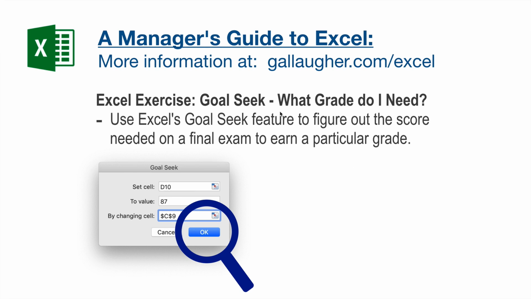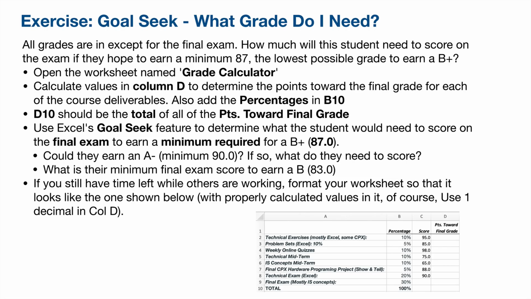Okay, Excel friends, so we're going to use Excel's very handy Goal Seek function, and we're going to use it for something that you might want to do at some point, which is to find out what grade you would need in order to earn a particular grade in a course. So we're going to set that up by going to the worksheet Grade Calculator. And we'll try to calculate three things.